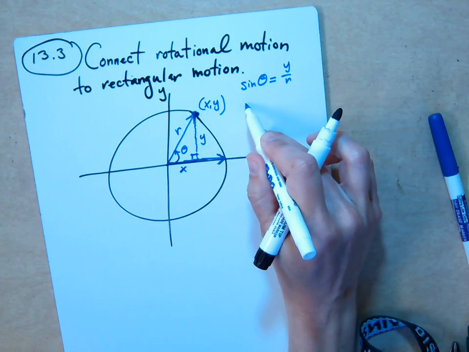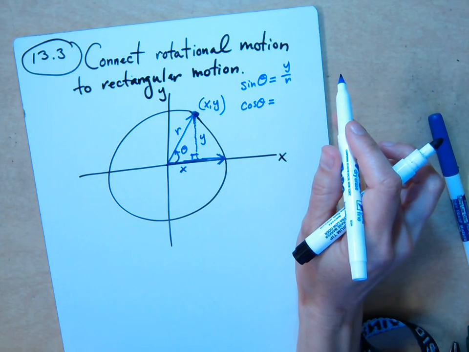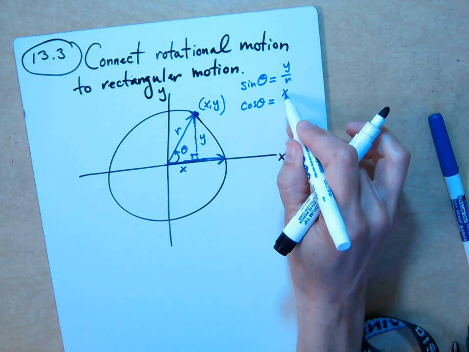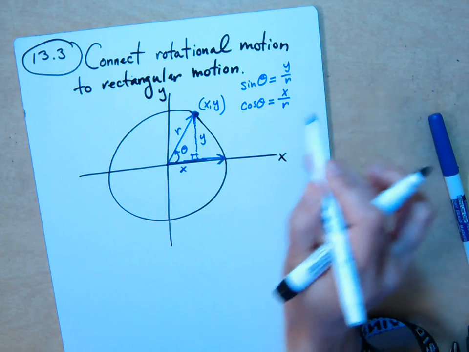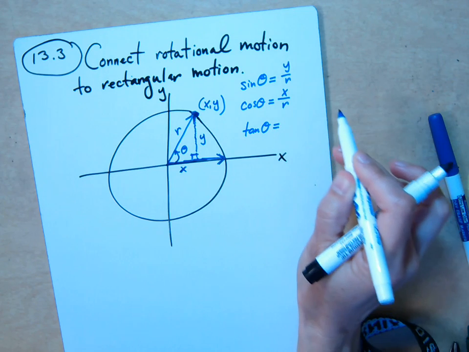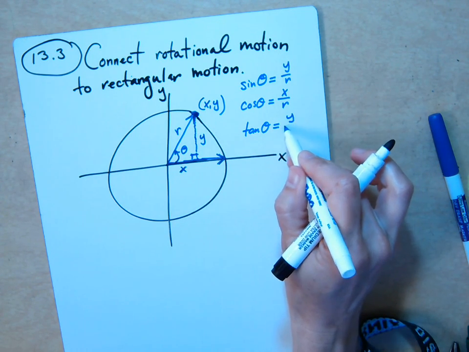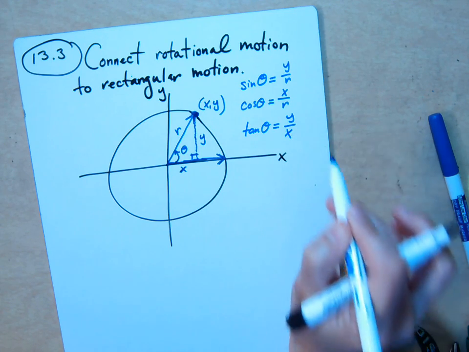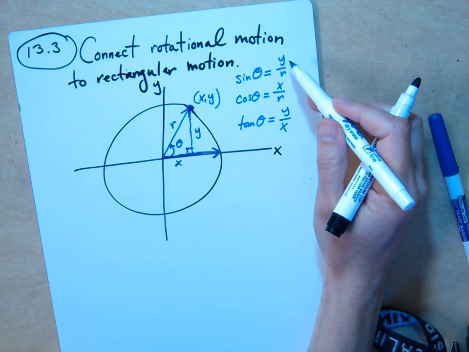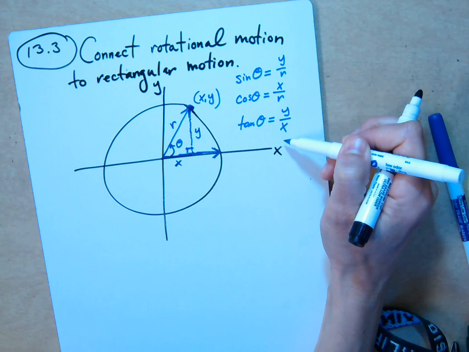When we want to find the cosine of the angle, what side lengths do we use? Adjacent, which is x, over r. And finally, tangent is TOA, opposite over adjacent, y over x. I'm not going to write them here, but of course you have your reciprocal functions, which are just the reciprocals of all these.